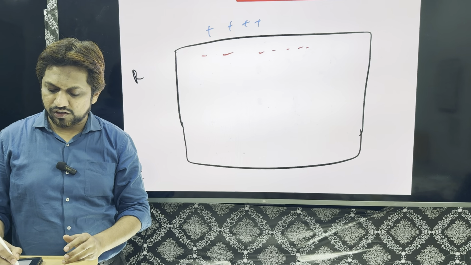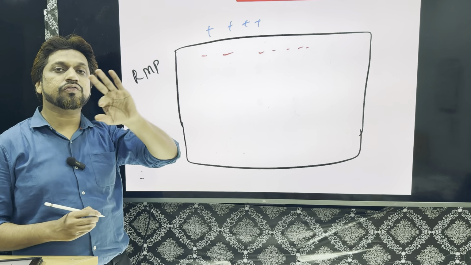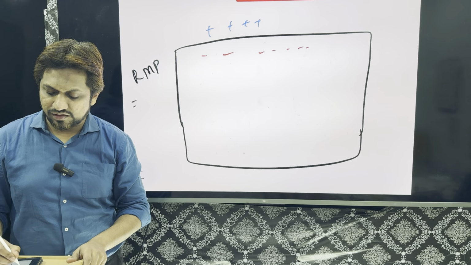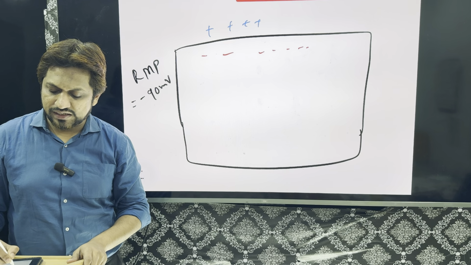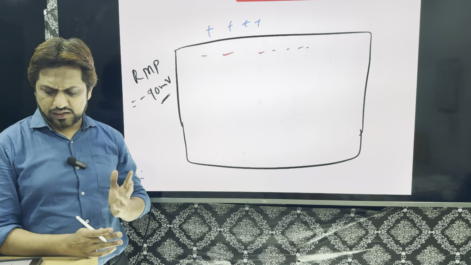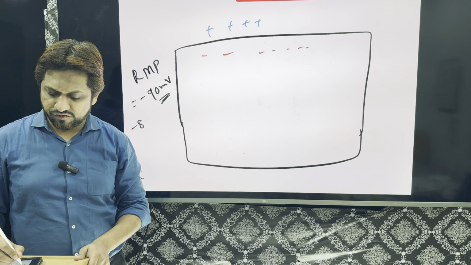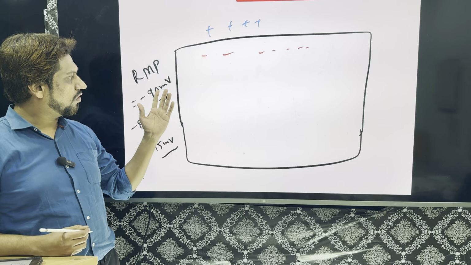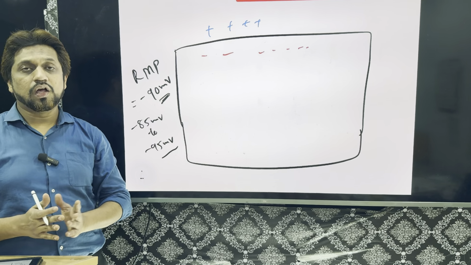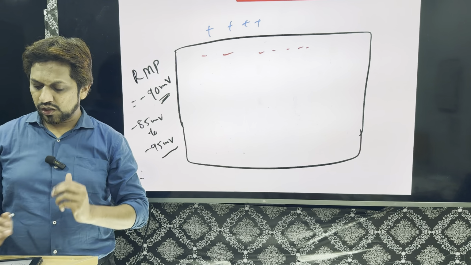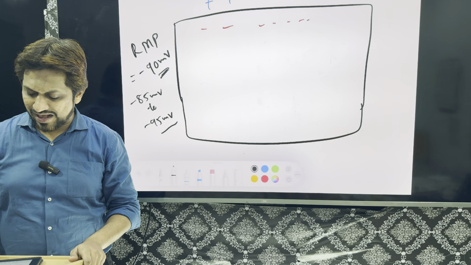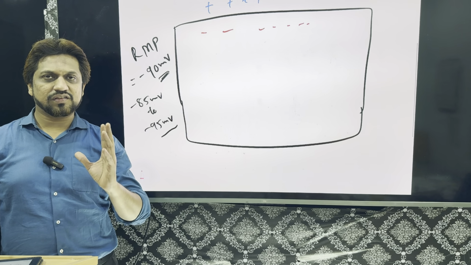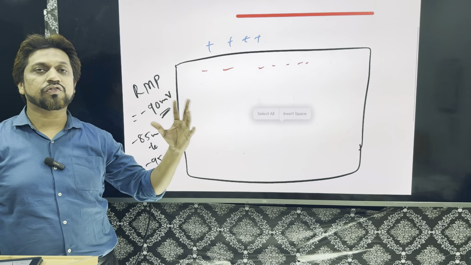So the resting membrane potential is the potential difference across the cell membrane at the resting condition of the cell. Normally it is around minus 90 millivolt in the case of cardiac muscles. It ranges from minus 85 millivolt to minus 95 millivolt, but we can take an average of around minus 90 millivolt. So how do we record the resting membrane potential? We record it with an instrument known as a cathode ray oscilloscope. Basically it's a voltmeter which senses the change in the potential difference across the cell membrane.